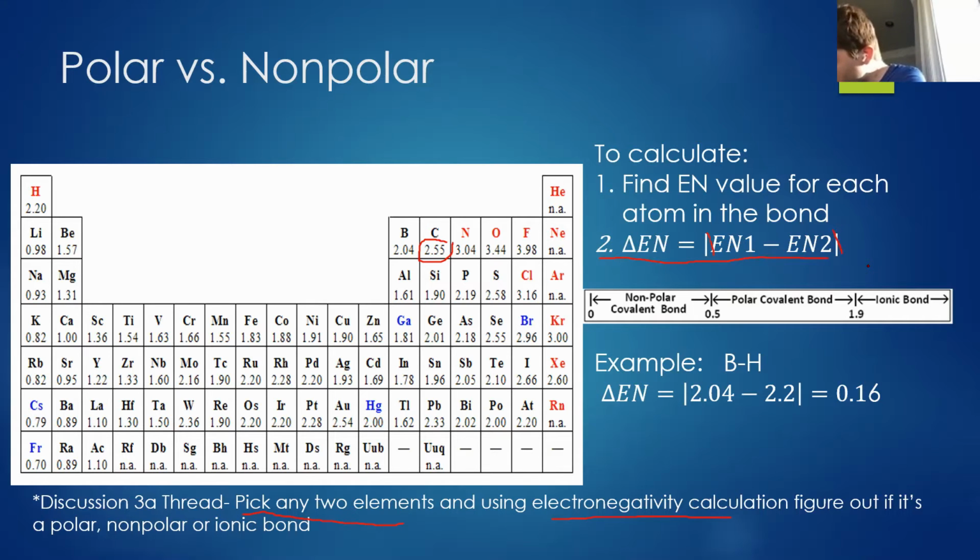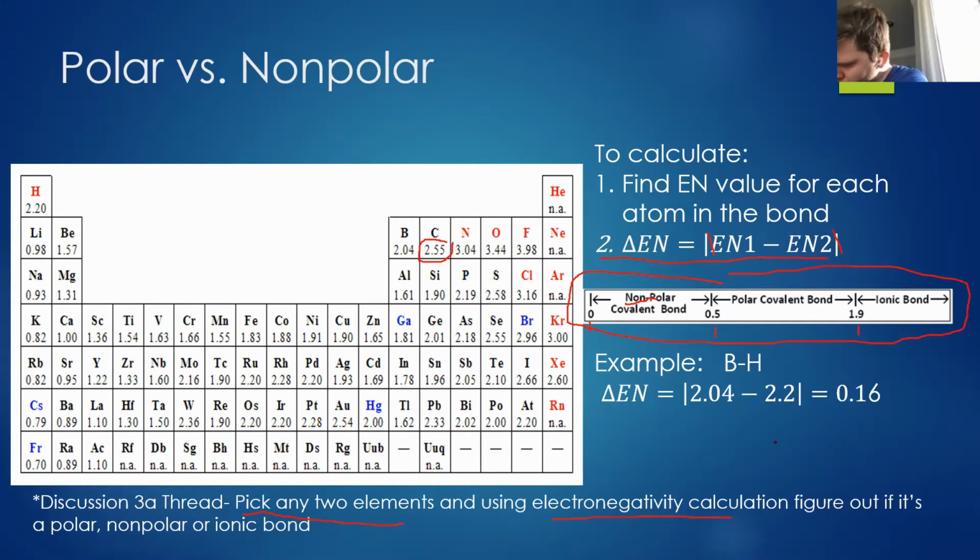Once we do this subtraction, that's what this last portion is for. This is a chart telling you where your value falls in. What range does your value fall into? Does it fall into the nonpolar range, anywhere between 0 and 0.5? Does it fall into the polar covalent bond area, 0.5 to 1.9? Or if it's higher than 1.9, meaning its electronegativity difference is huge, then it's going to be an ionic bond. Because if the electronegativity difference is very large, they're not going to share the electrons at all. Instead, one of them is just going to give the electrons to the other one.